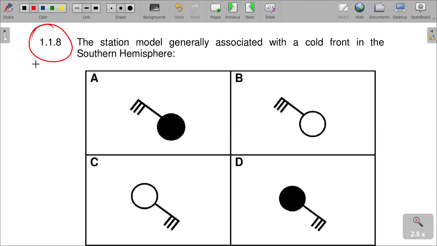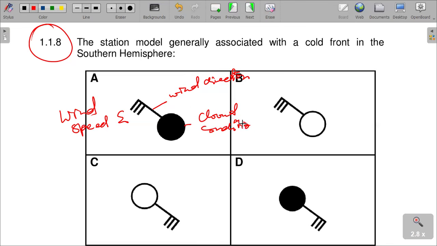This is the station model, where symbols are used to explain the weather conditions. This shows the wind direction. Wind direction is shown by that arrow, and this shows wind speed. It shows the cloud cover conditions. Cloud cover conditions are shown by the circle, which shows whether it's overcast, clear sky, and so forth.